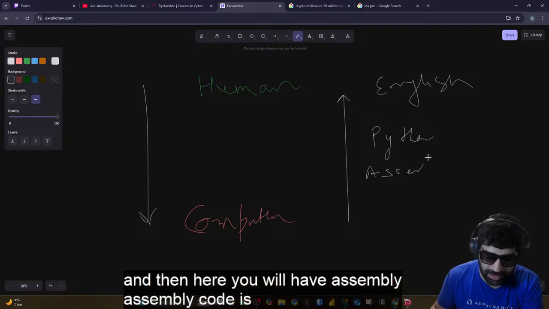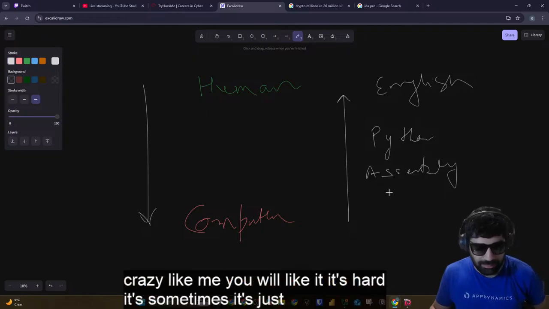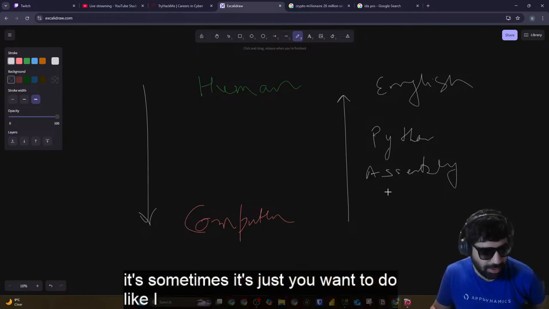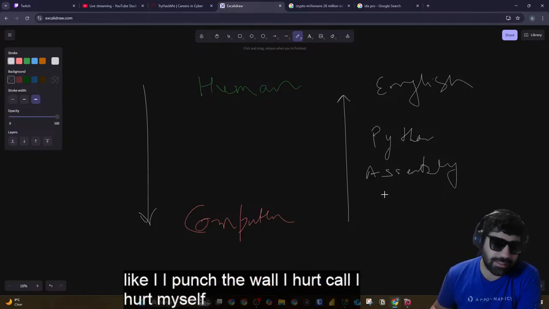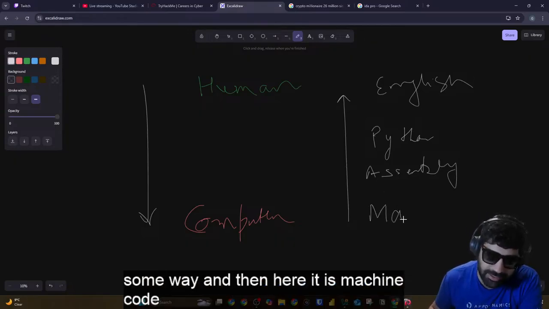Assembly code is, if you are crazy like me, you will like it. It's hard. Sometimes you just want to punch the wall, I hurt myself, but it's amazing in some ways. And then here it is machine code, which is zeros and ones.